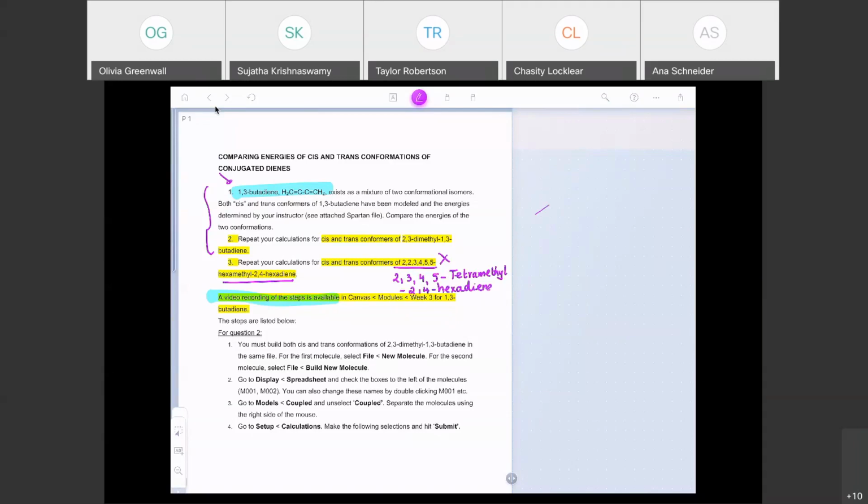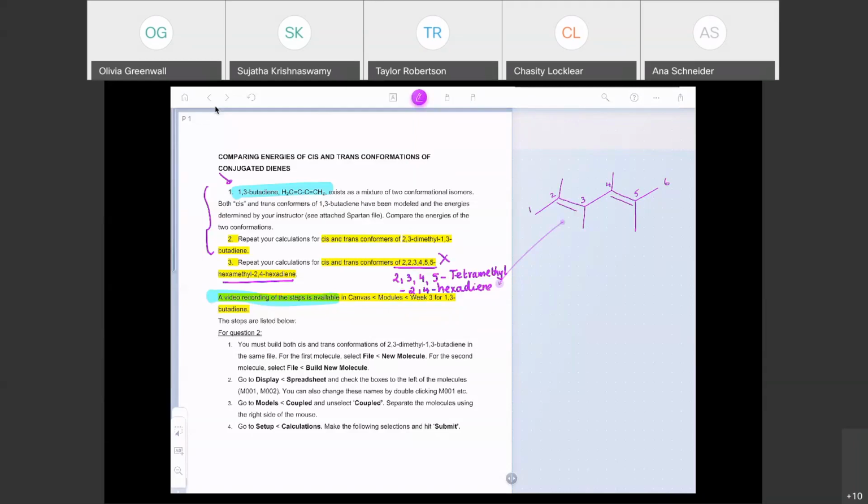So this hexadiene, at 2, you have a double bond. You have a methyl group at 3. So this is your 1, 2, 3. Then at 4, you have a double bond again. This is your 5 and 6. So this is the structure you want to build. You will not be able to build 2,2,3,4,5,5-hexamethyl, but you will be able to build a 2,3,4,5-tetramethyl-2,4-hexadiene. That's the one you'll be able to build. So please write that. You're going to build that.